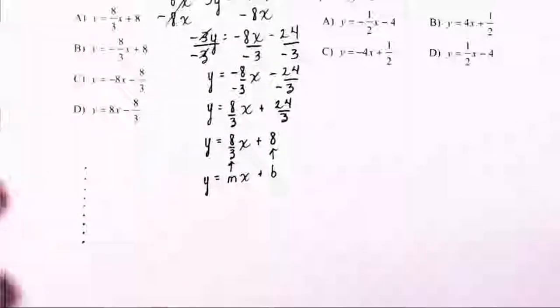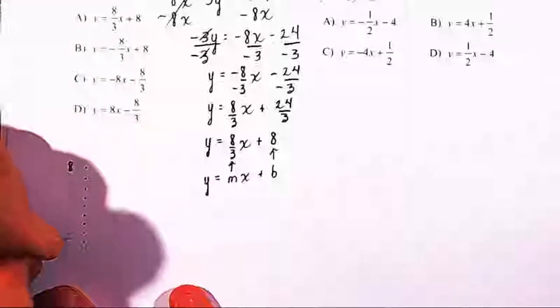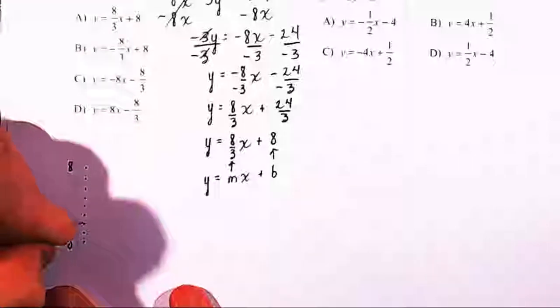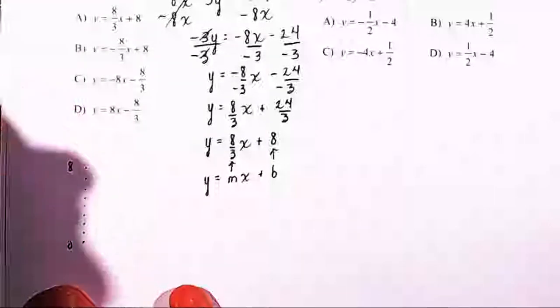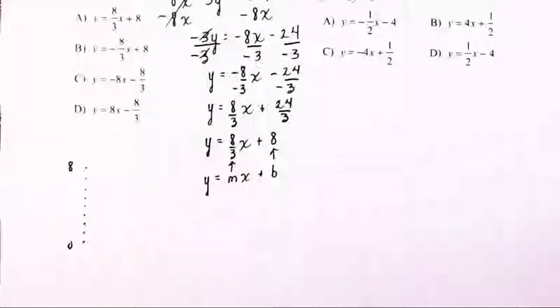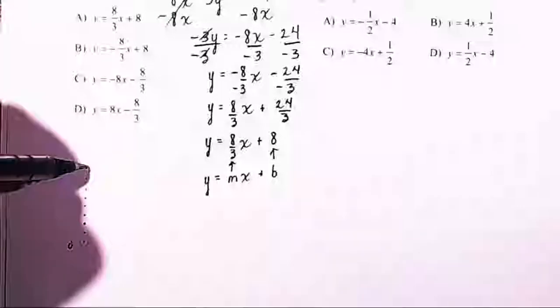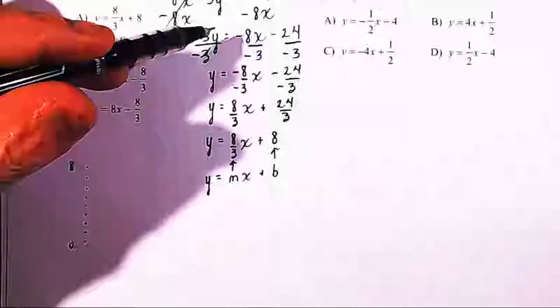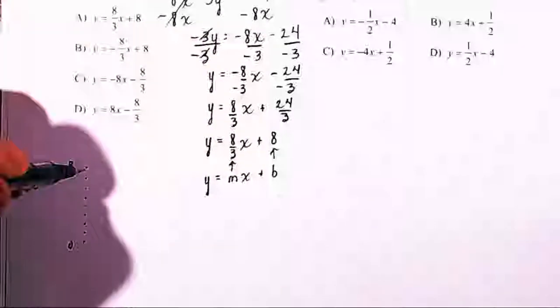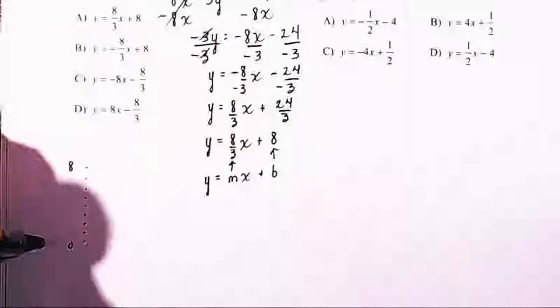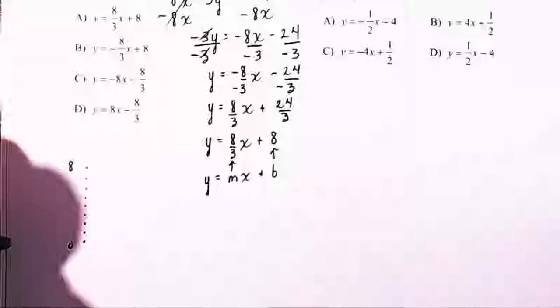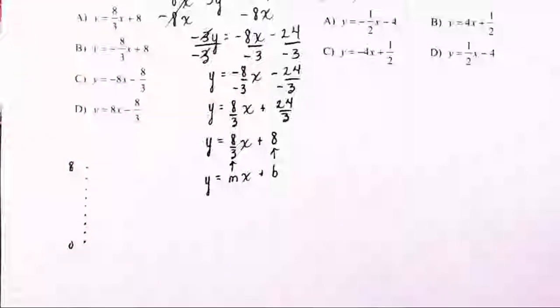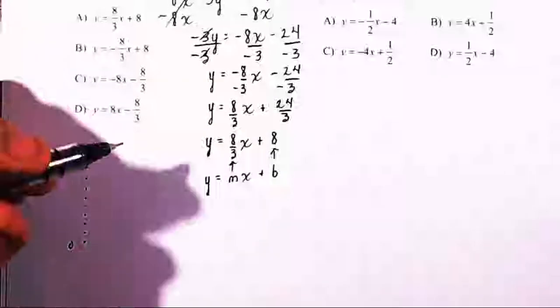If I wanted to graph this, 1, 2, 3, 4, 5, 6, 7, 8, what I could do is, because I don't have a lot of space on this paper, rather than go up 8 and then to the right 3, I could go down 8 and to the left 3. Okay, because that's exactly the same procedure in reverse. So here's what I'm going to do.